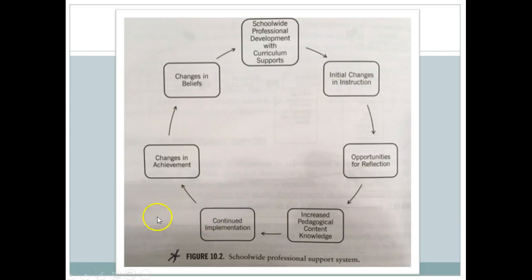And then we want to be looking for changes in achievement. So when you're creating this initial professional development, you want to think about what are the measures that we are going to put in place to determine the effectiveness of this. So there should be measures for teacher practice, like how it's being implemented, but then also measures for student achievement. So because of this learning we're doing and implementing, there should be changes in achievement.